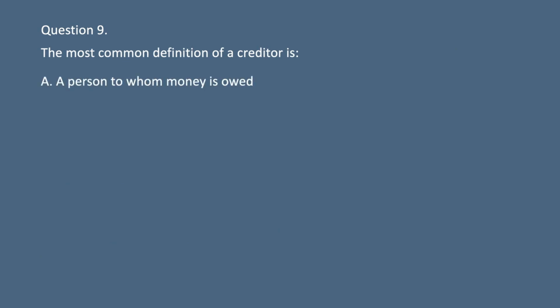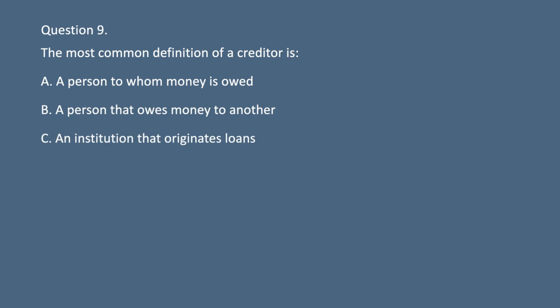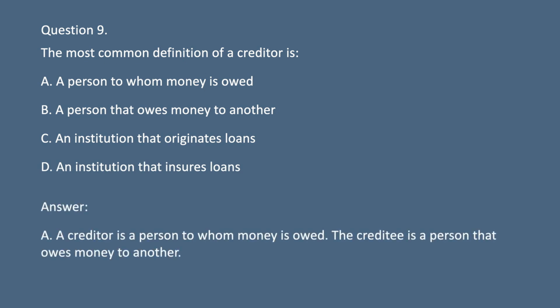Question 9. The most common definition of a creditor is A. A person to whom money is owed. B. A person that owes money to another. C. An institution that originates loans. D. An institution that insures loans. Answer. A. A creditor is a person to whom money is owed. The debtor is a person that owes money to another.